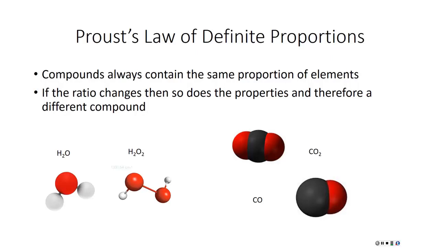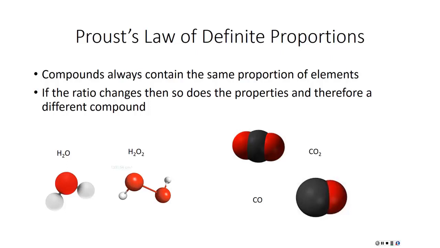So it doesn't matter what the compound is. If you have that compound, let's say water, for example, if you have water, no matter where that water came from or how that water is made or anything along those lines, it's always going to be the same. It's always going to be 2 hydrogens and 1 oxygen. The same types of atoms making up your compound in the same ratio.